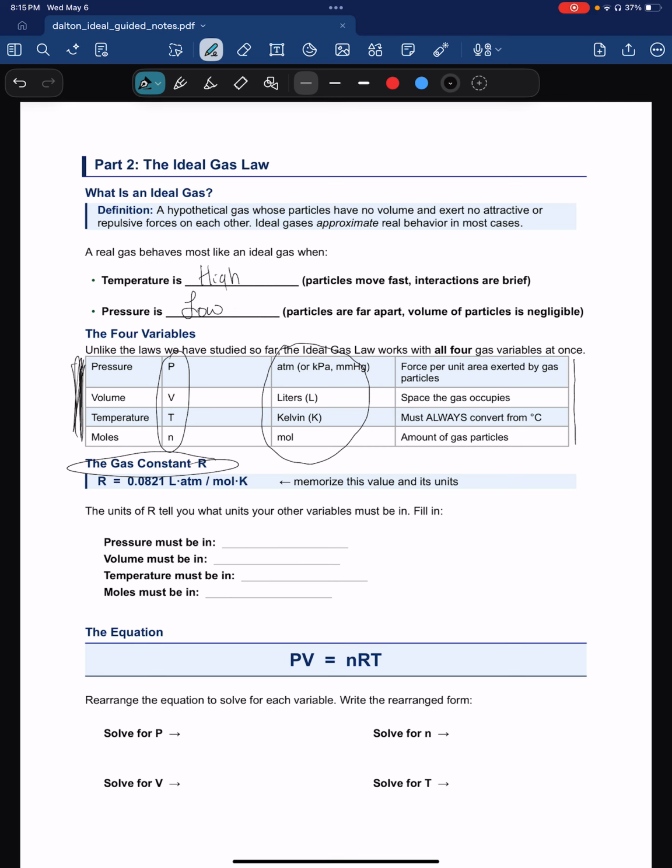The units of R actually tell you what units your other variables have to be in order for things to work. So you really want to memorize this value and its units, because it's going to be really, really helpful for us. Because of this, we know that pressure must be in atmospheres, right? Here it is right here. Pressure must be in atmospheres. Volume must be in liters.